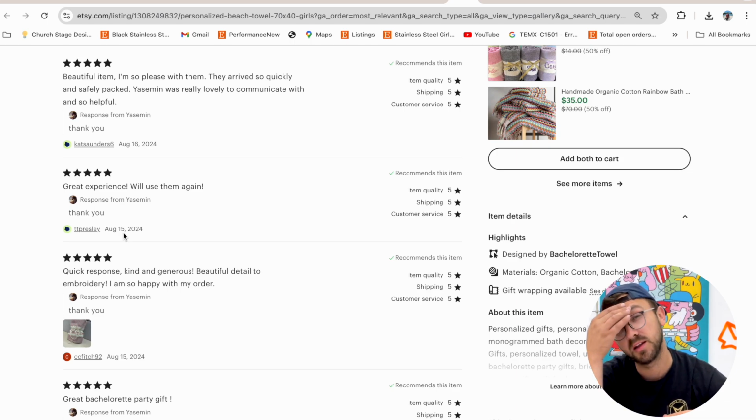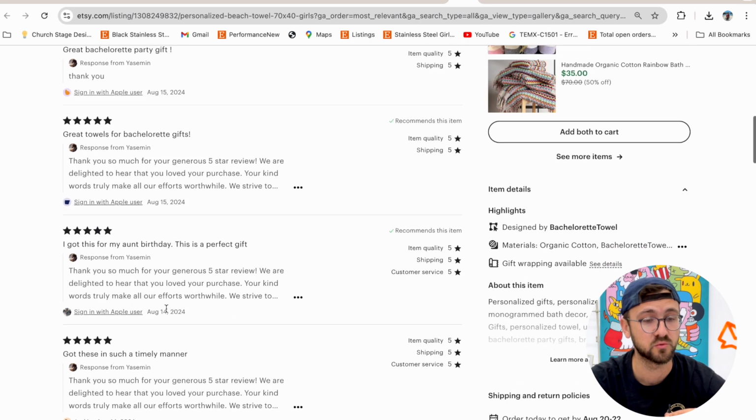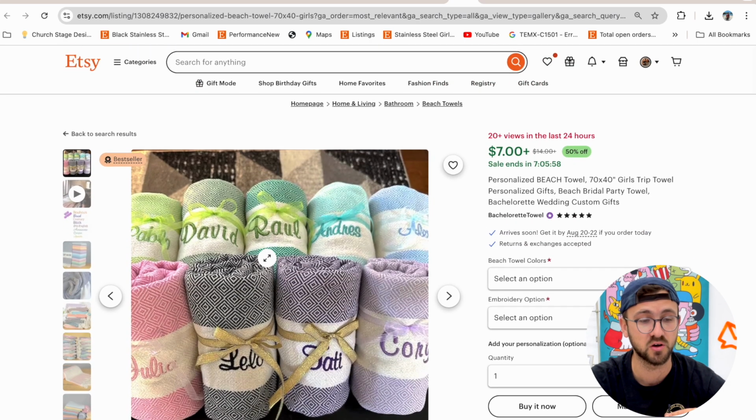By the way, it's really important to note that if it's a seasonal product, just keep in mind that they're getting good reviews right now. By the time you're ready and rank this product, things might be different. So make sure that you keep that in mind. Okay, so this product is actually doing really well. They're getting good reviews, August 15th. So yeah, personalized beach towels.